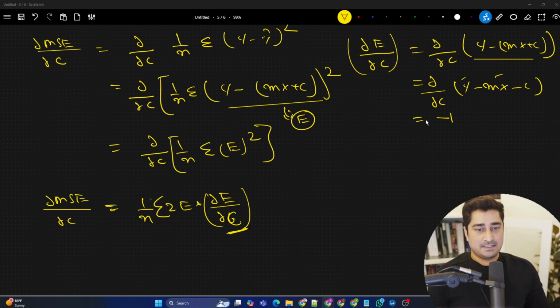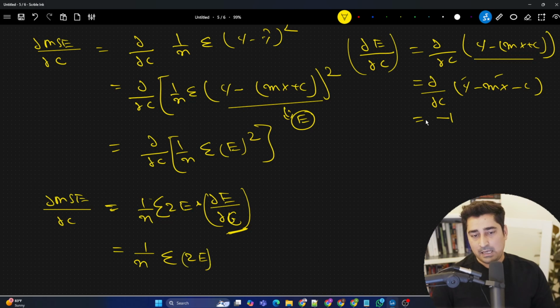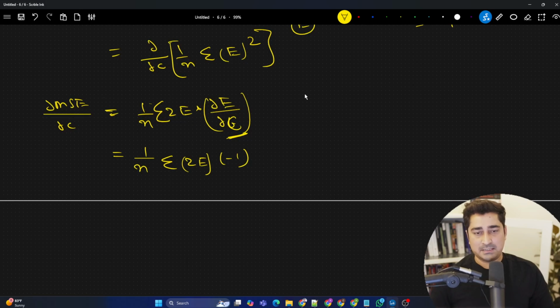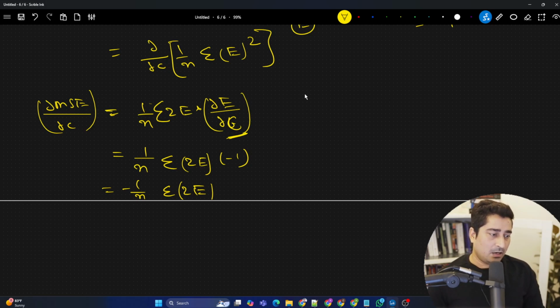Okay, that's amazing. So let's put this value over here. 1 by n summation of 2e, and then this will become minus 1. So once we put these things, it will become minus 1 by n summation of 2e. So can I say that the partial derivative of mean squared error with respect to c, with respect to this intercept, is this equation? Agree all?